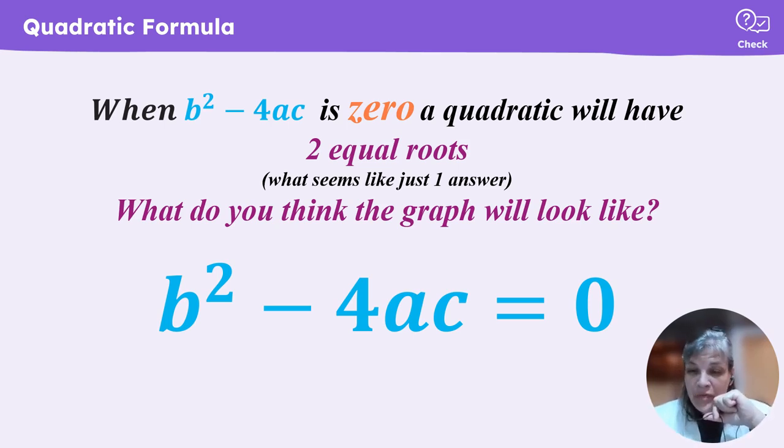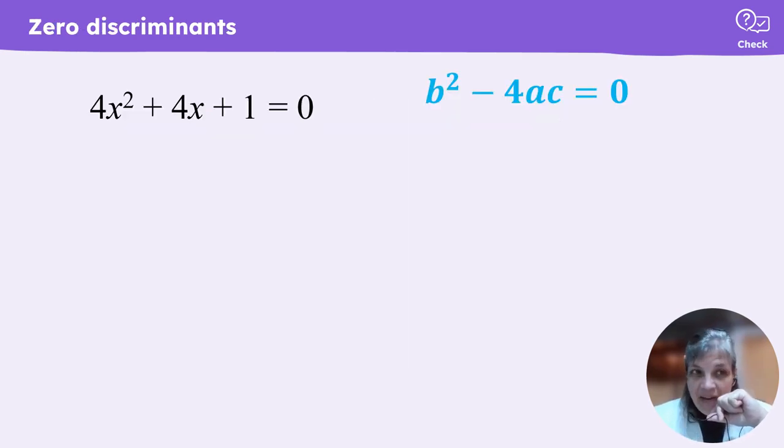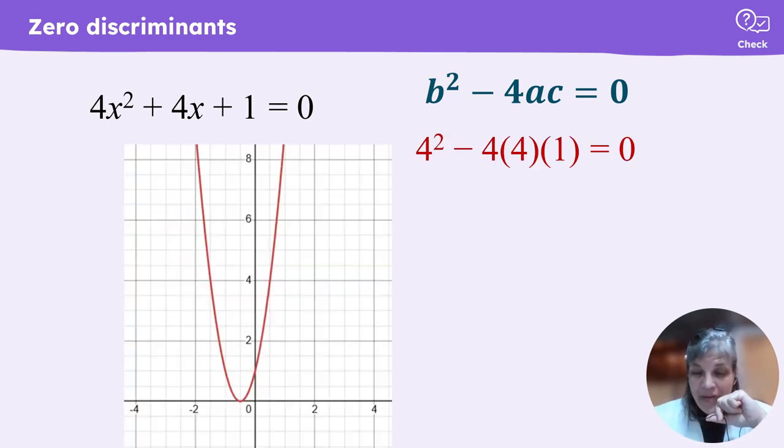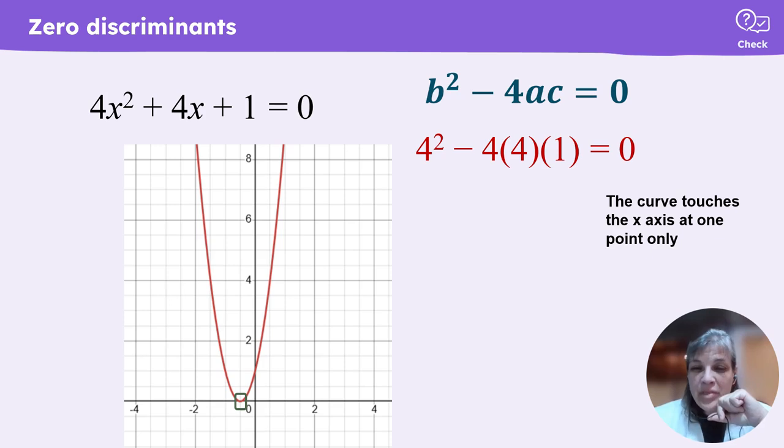Okay, welcome back. I hope you've discussed it, and here is an example so you can check your hypothesis. If you have a discriminant that is equal to 0, the graph is going to have a unique feature. It's going to be that the curve touches the x-axis at 1 point only. So basically, it's sitting on the x-axis. Here you can see that it is sitting there, and I think it's -1/2, which is the point.